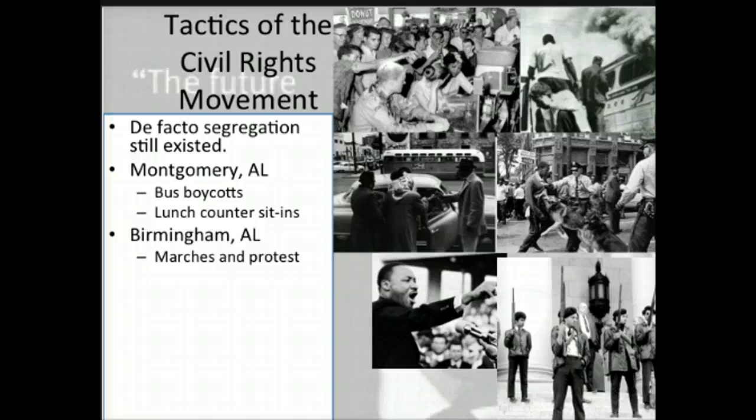Birmingham, Alabama was a little bit more violent of a place. It was actually nicknamed Bombingham because it was so dangerous. It was also the site of the 16th Street Baptist Church bombings, where the young girls were killed in a white supremacist bombing of that church. This is a picture from a march in Birmingham where the police were told to just have the dogs let loose on the protesters.